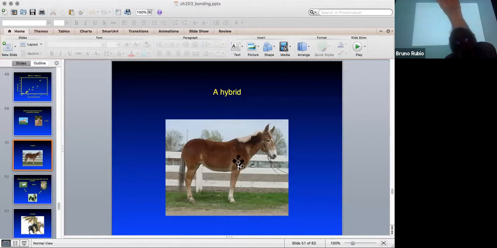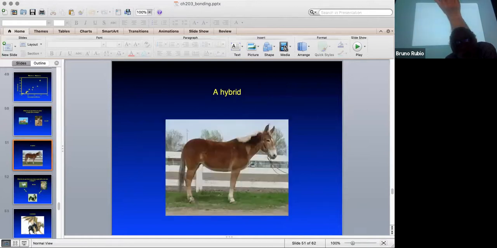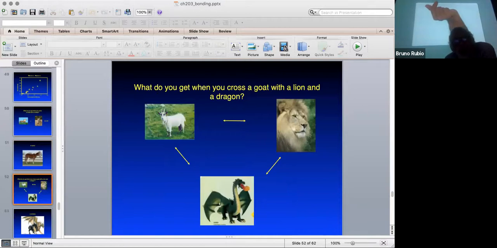This is the hybrid. This is the thing with all those dotted lines and the partial charges. This is the actual structure of the molecule. But the resonance hybrid is unwieldy to draw, so frequently we resort to the actual resonance structures. Okay, so let me ask you another question. What do you get when you cross a goat with a lion and a dragon?